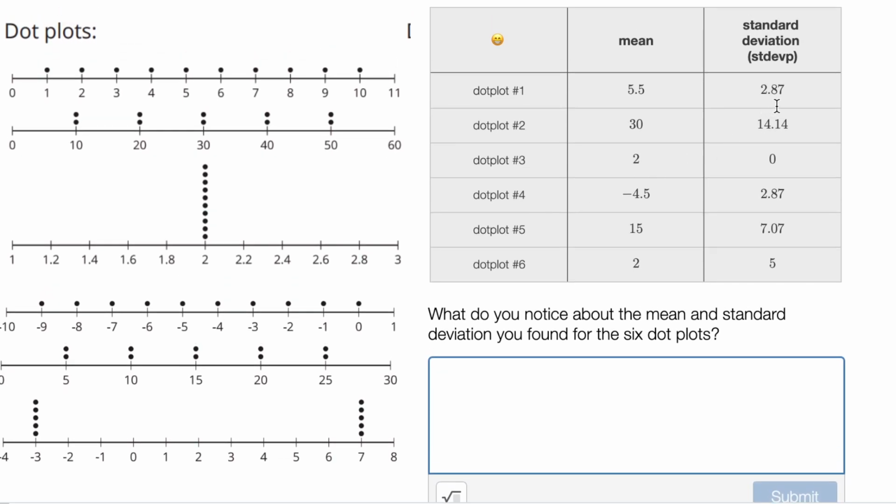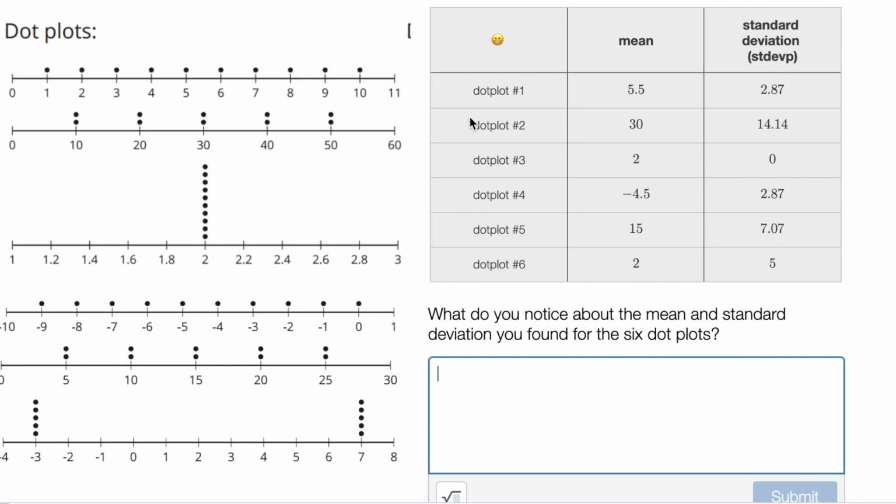Okay, look at dot plot 1 and dot plot 4. So here's 1 and here's 4. Your standard deviation was the same. Notice how these are only 1 apart. These are also negative, so 1 through 10 were 1 apart, -9 through 0. All of those dots were just 1 value apart. So, standard deviation is measuring how widespread the data is.